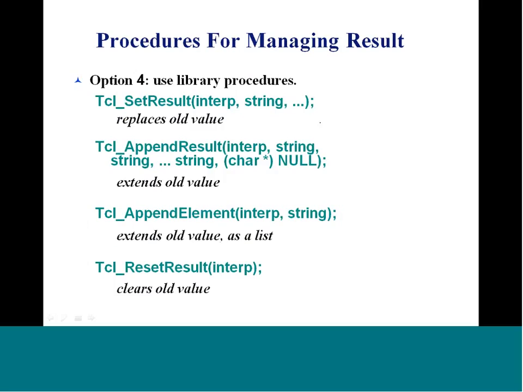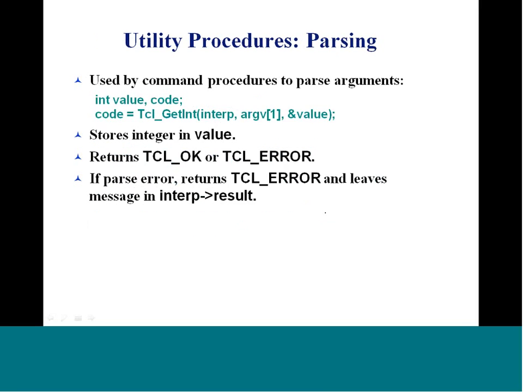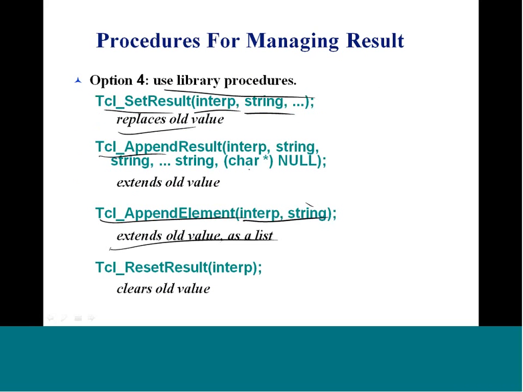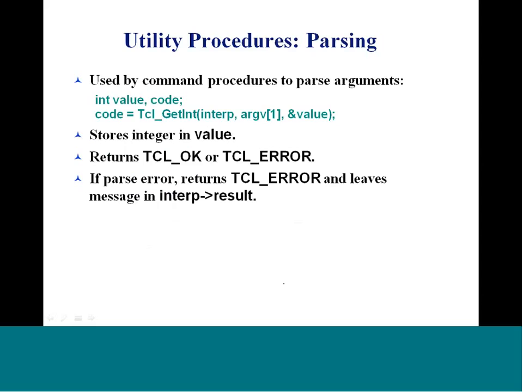So how do we manage results? Essentially, we can use the library procedures. Tcl_SetResult takes the interpreter and a string and replaces the old value. Tcl_AppendResult takes the interpreter, string, string, string, and then a char star and NULL. This extends the old value. Tcl_AppendElement with the interpreter and a string extends the old value as a list. And then finally there is Tcl_ResetResult, which will just clear the old value.